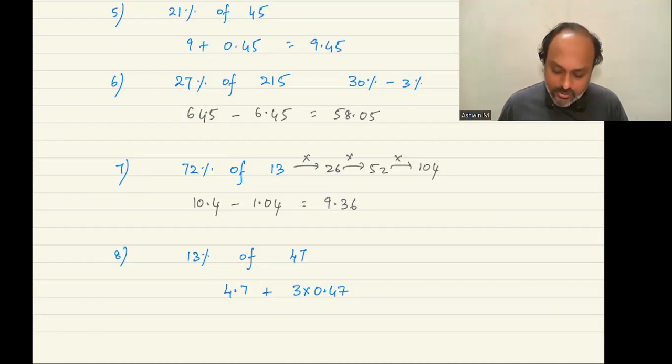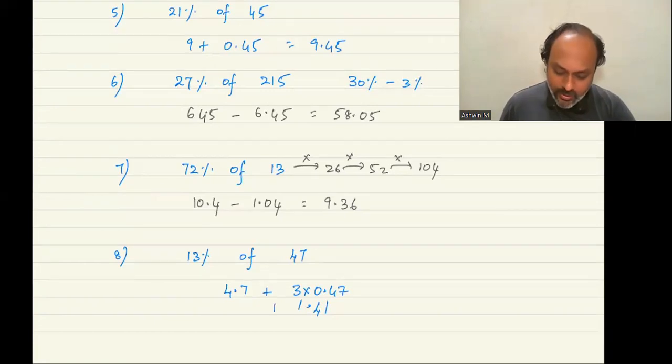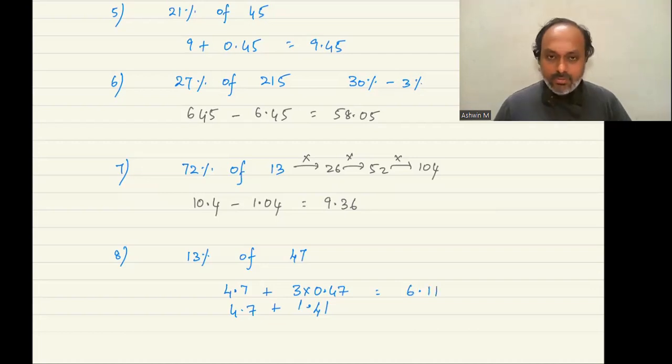So 3 into 0.47, mentally you can do it, right? 3 sevens are 21, 3 fours are 12, plus 2 is 14, so 1.41. 1.41, I need to add it with 4.7. That's it. When you add it, you are going to get 6.11. So 13% of 47 will become 6.11.